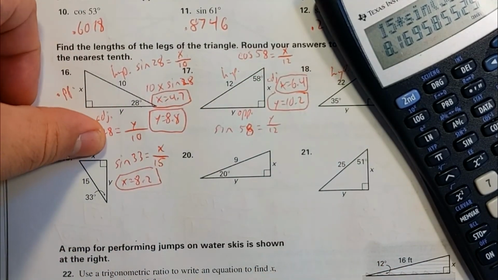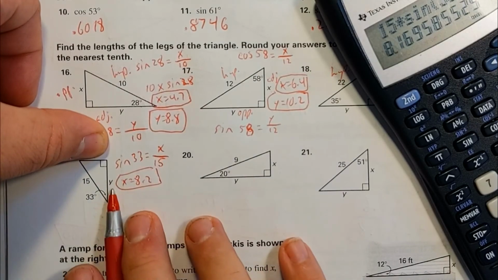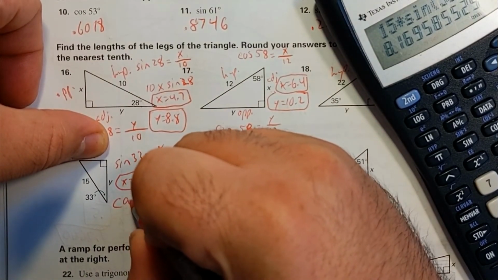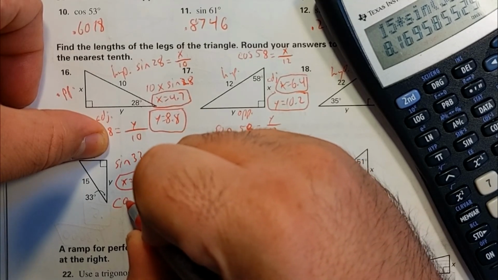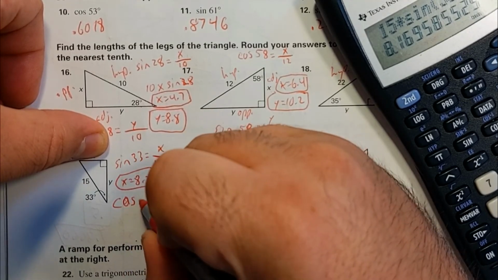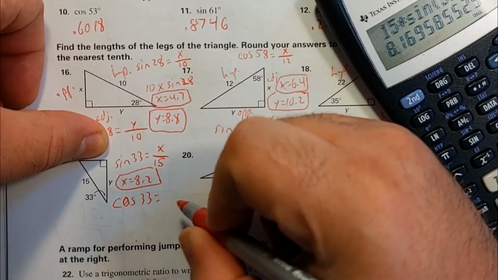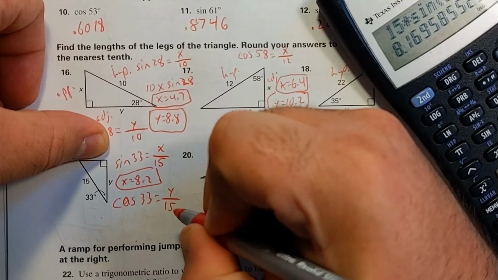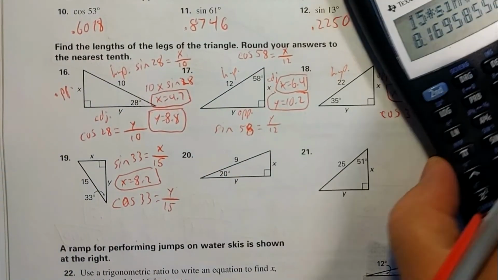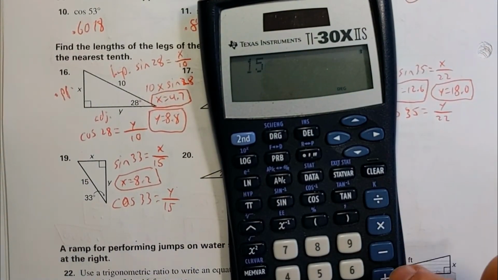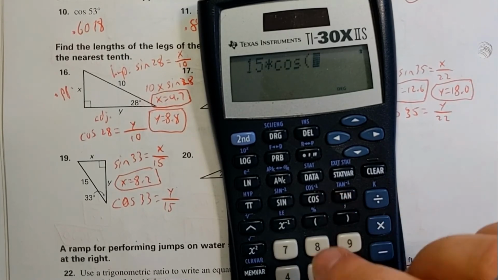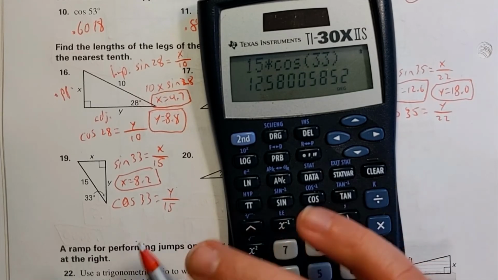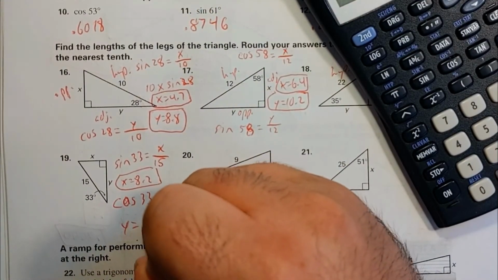And then you cover up the x, pretend it's not there. That's your adjacent and your hypotenuse. Adjacent and hypotenuse is cosine. So I'm going to put cos, then the angle, 33, equals, and then my fraction is going to have the adjacent on the top and the hypotenuse on the bottom. Y is on top, so I multiply it. It's going to be 15 times the cosine of 33. And I get 12.6 for the y.